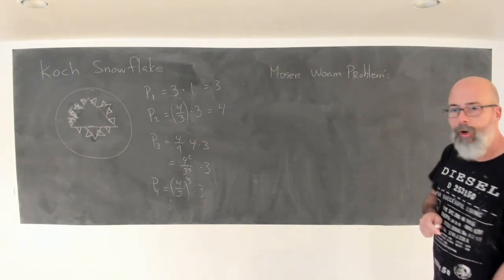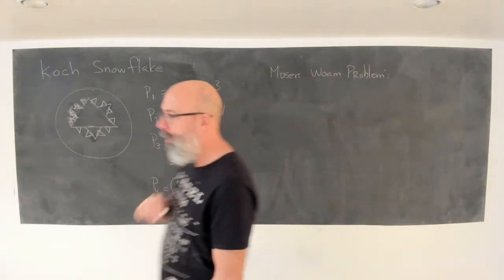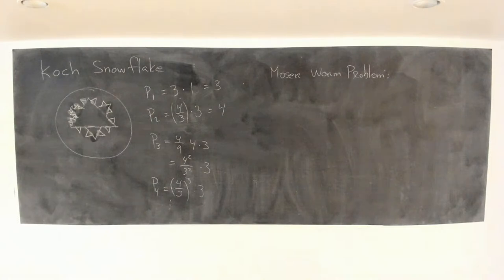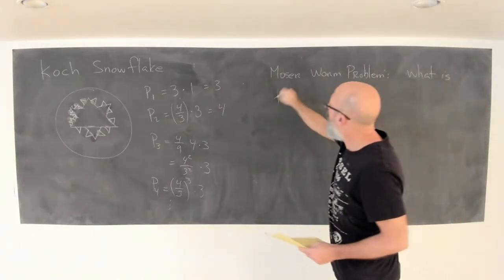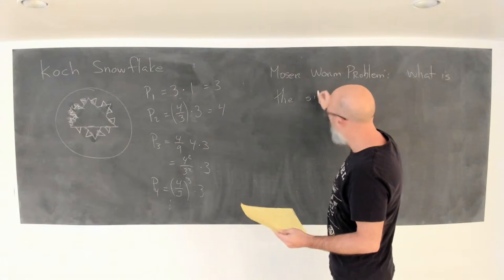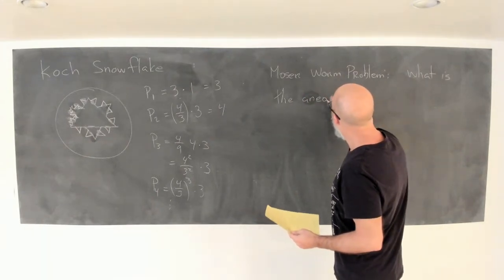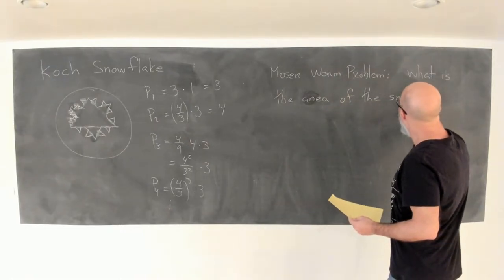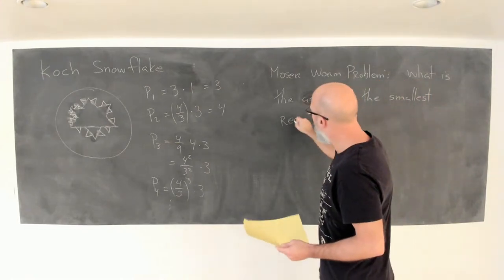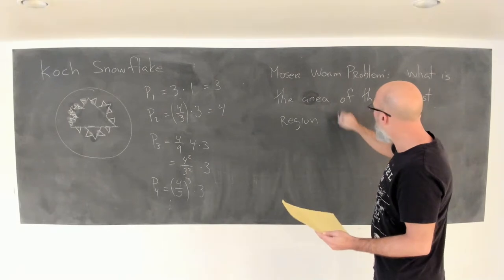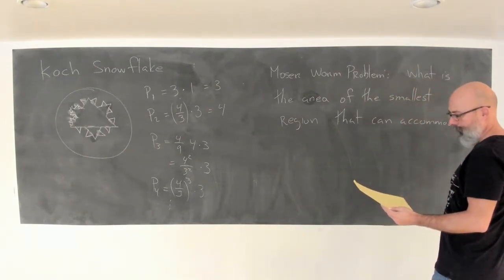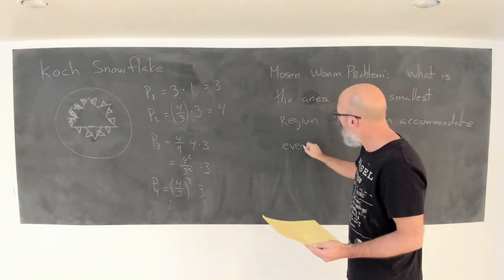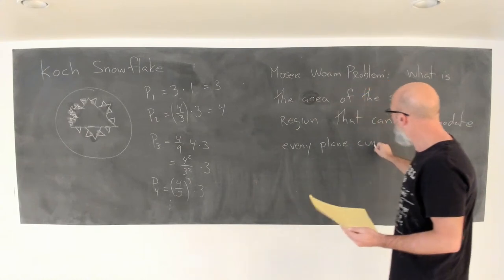Here is Moser's worm problem. Follow me. Let me give it to you as stated here, and then I'll explain what this means. What is the area of the smallest region that can accommodate every plane curve of length 4?